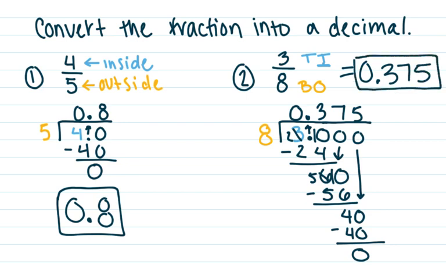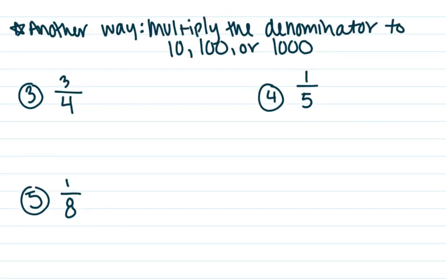Now there's another way that you can do this. It only works for certain fractions. You have to have friendly fractions that can either multiply to 10, 100, or 1,000. So if you have a friendly fraction that can multiply to 10, 100, or 1,000, you can use this method. This method doesn't involve any division. It just involves multiplying. The only problem with it is it doesn't work all the time.